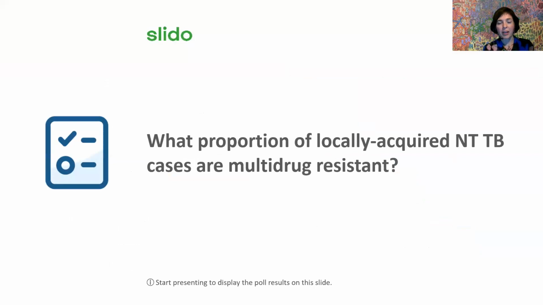We do have imported MDR TB cases uncommonly, but luckily the locally acquired TB, which is being transmitted at community level, tends to be rifampicin and isoniazid susceptible.